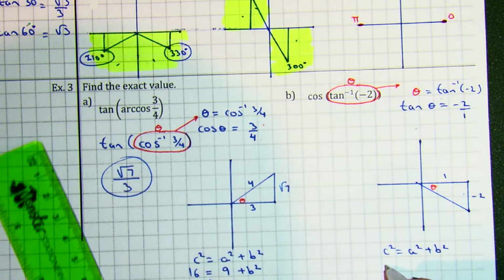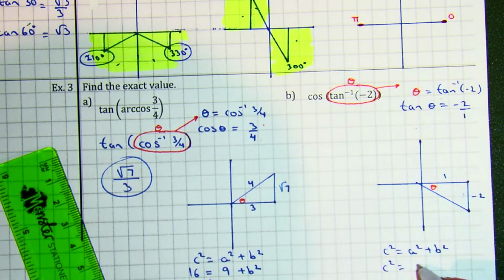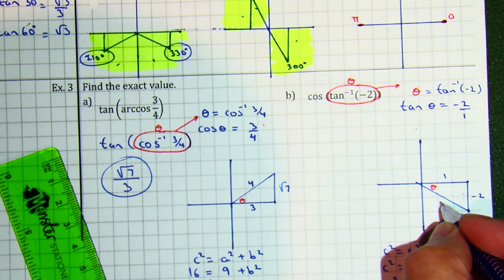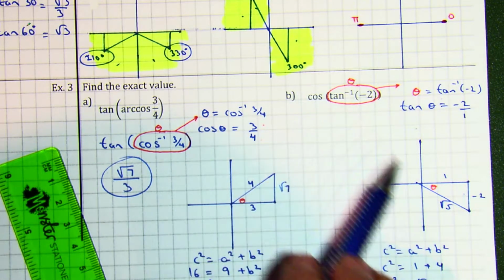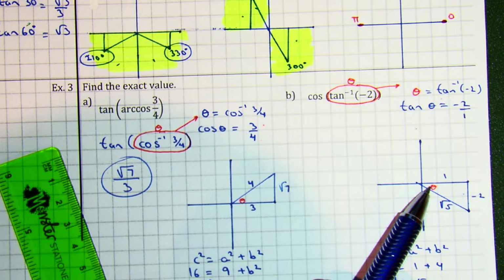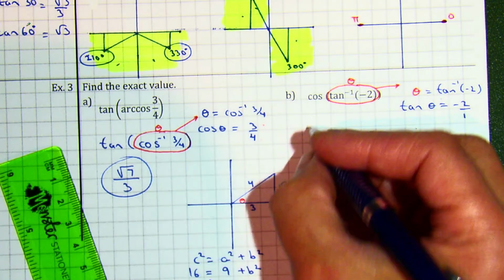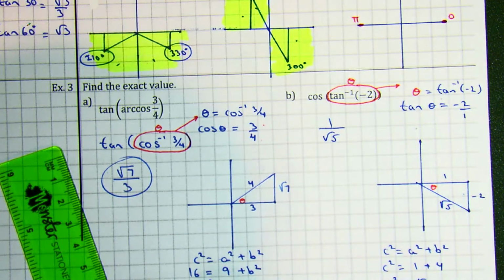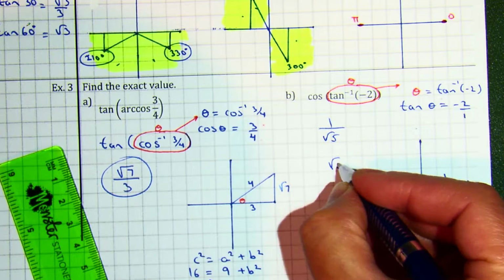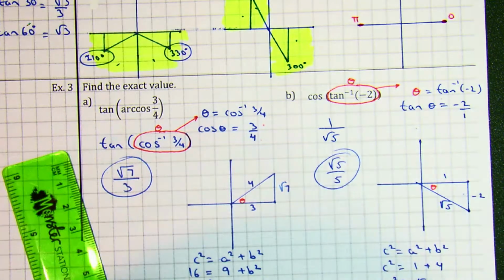So therefore, c squared is equal to 1 squared is 1, plus 2 squared is 4. C squared is equal to 5. C is equal to plus or minus the square root of 5. But because it's your hypotenuse, it will always be positive. So now we can find the cosine of the same angle, which is adjacent over hypotenuse. So it'll be 1 over square root of 5. And I'm going to rationalize it, will be square root of 5 over 5. And that'll be your answer.